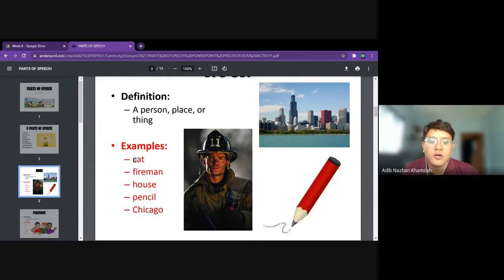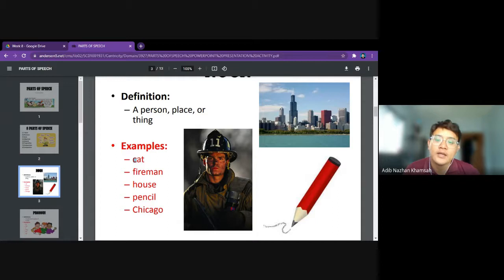Why are these all called common nouns? Sebab dekat satu dunia ni, kat mana-mana ada je benda ni, walaupun bukan dekat Malaysia saja. Say for example, in Korea they have cats, so it's a common noun. In Malaysia we also have cats. Fireman, there are firemen across the world. There are many houses in this world. There are billions of pencils in this world, so it's a common noun.